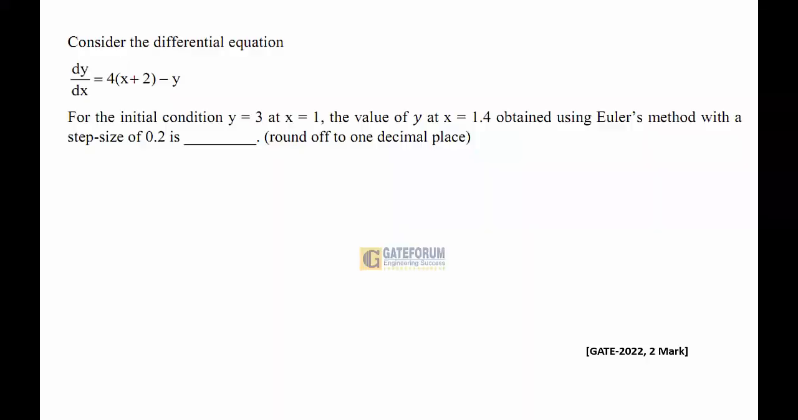The question is, consider the differential equation dy by dx is equal to 4 into x plus 2 minus y. For the initial condition y is equal to 3 at x is equal to 1, the value of y at x is equal to 1.4 obtained using Euler's method with a step size of 0.2 is, round off to 1 decimal place. So this is from engineering mathematics, from the topic numerical methods, subtopic solution to ordinary differential equation.